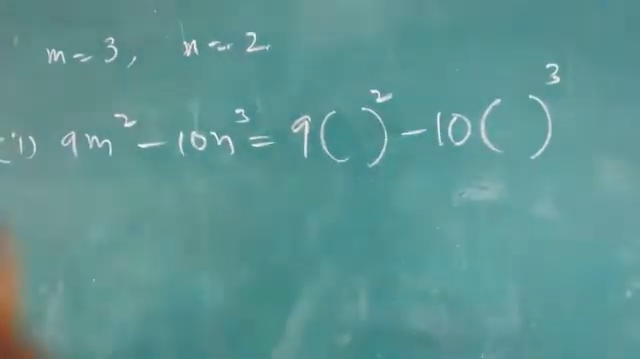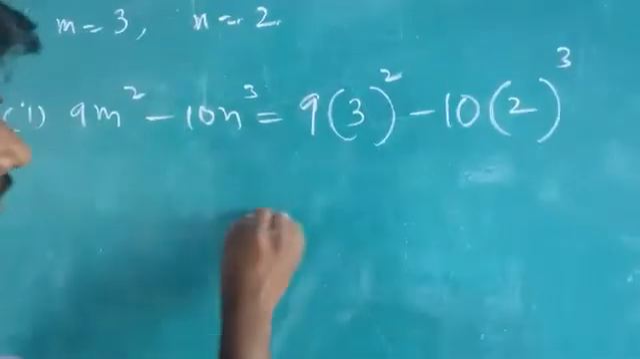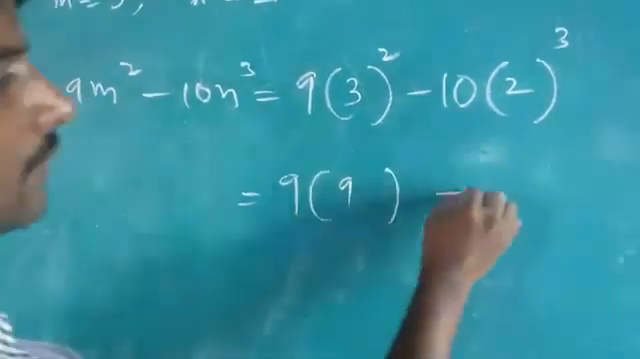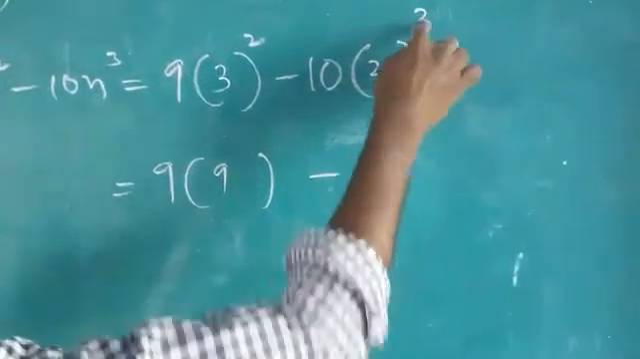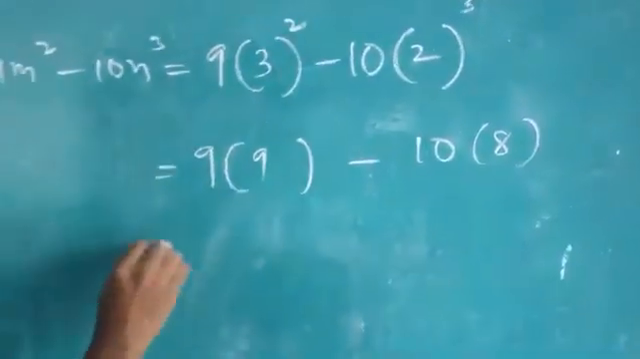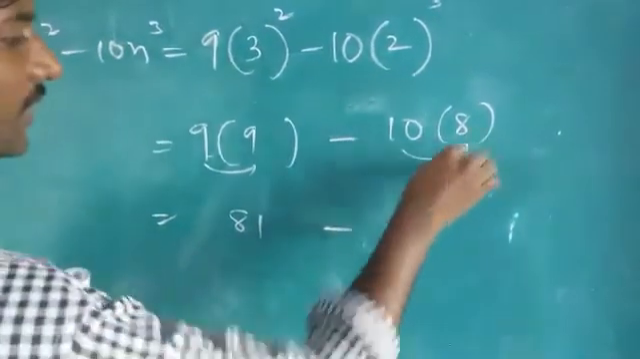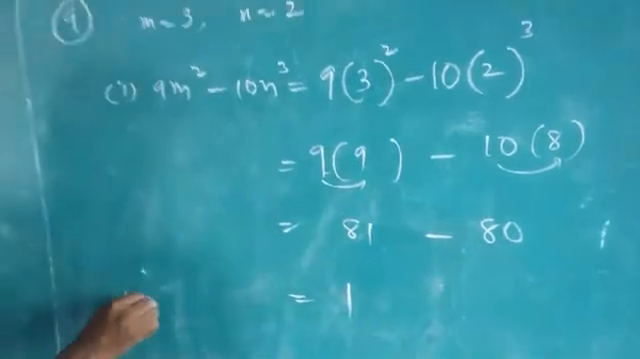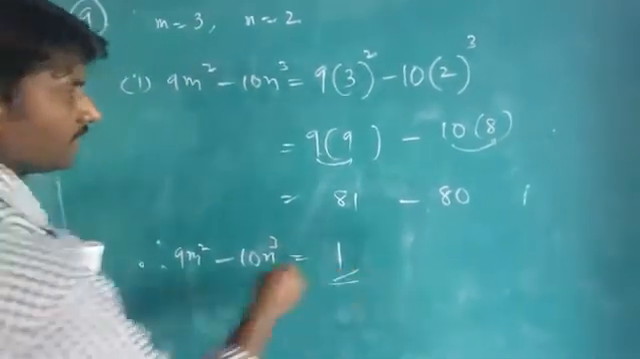Now the replaced values. What is the m value here? m is equal to 3. And what is the n value here? 2. Right, children? 9 into 3 square is 9, minus 10, 2 cube. 2 into 2 into 2, that is 8. Now 9 into 9 is 81. 10 into 8 is 80. The answer is 1. Therefore 9m square minus 10n cube is equal to 1.